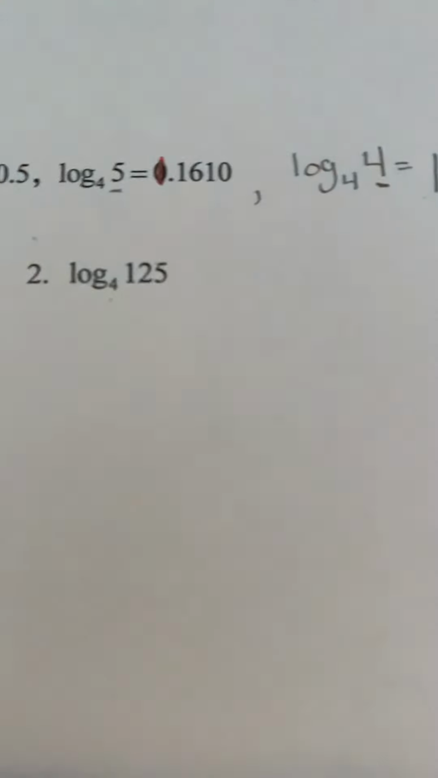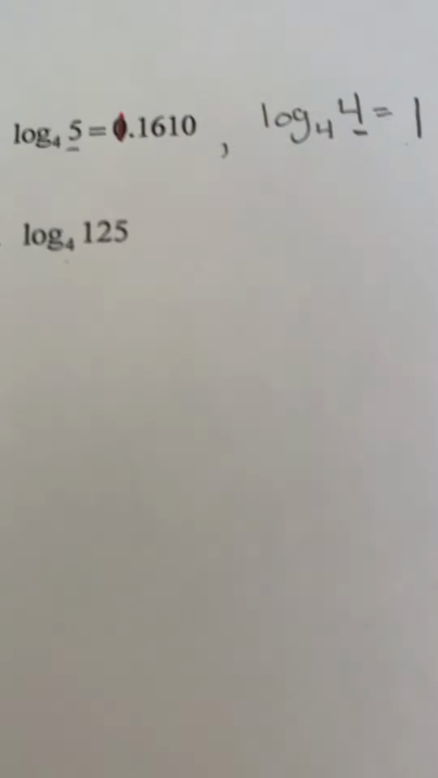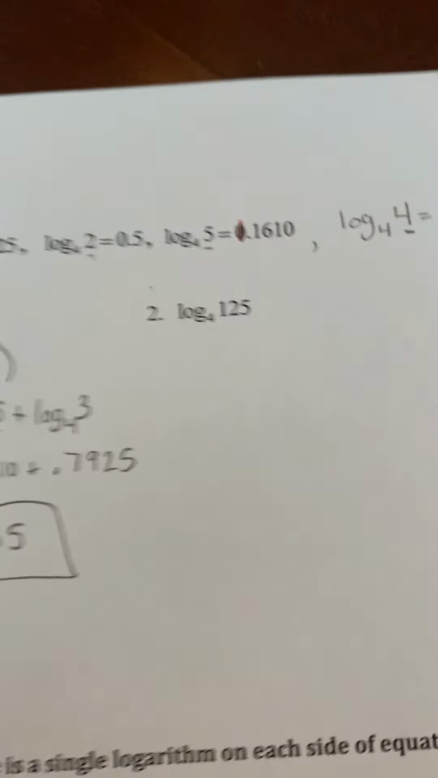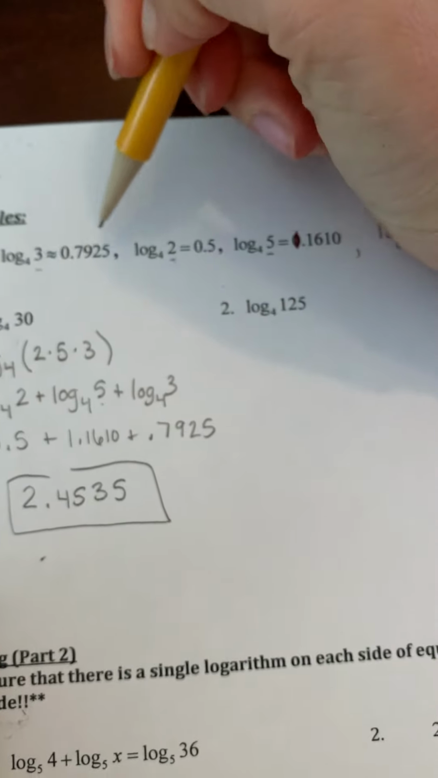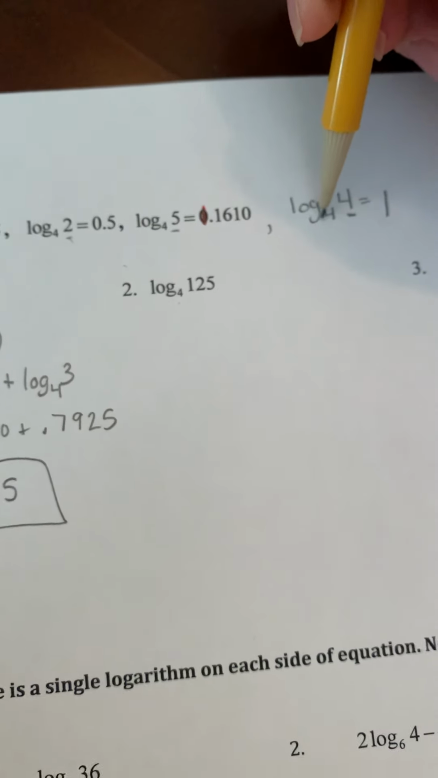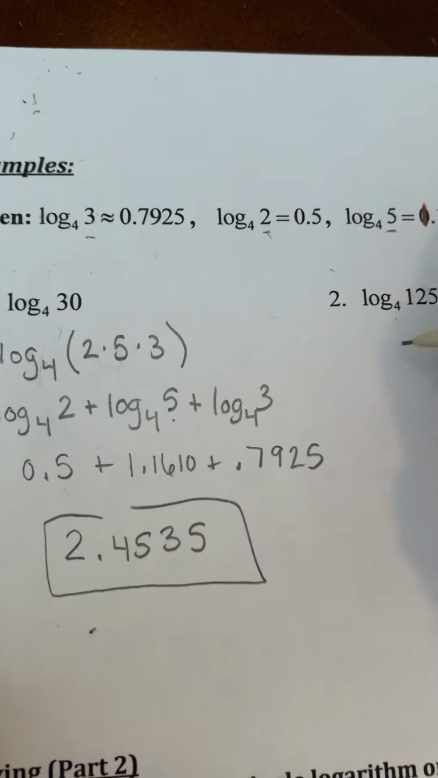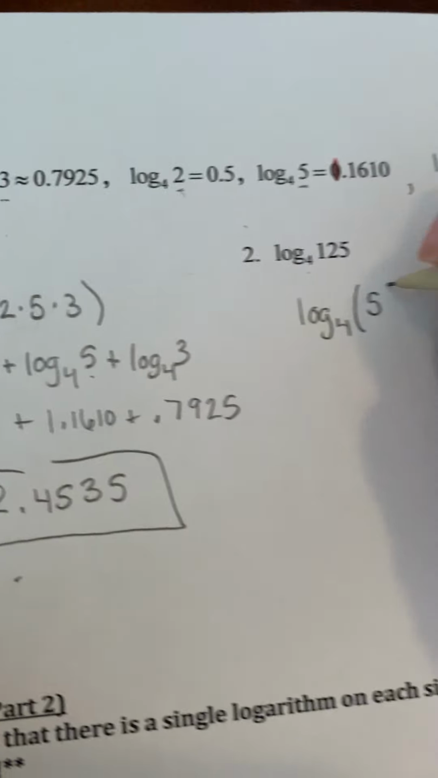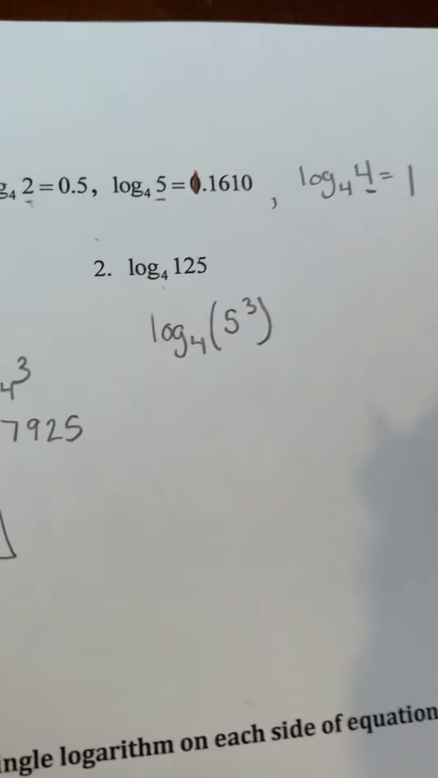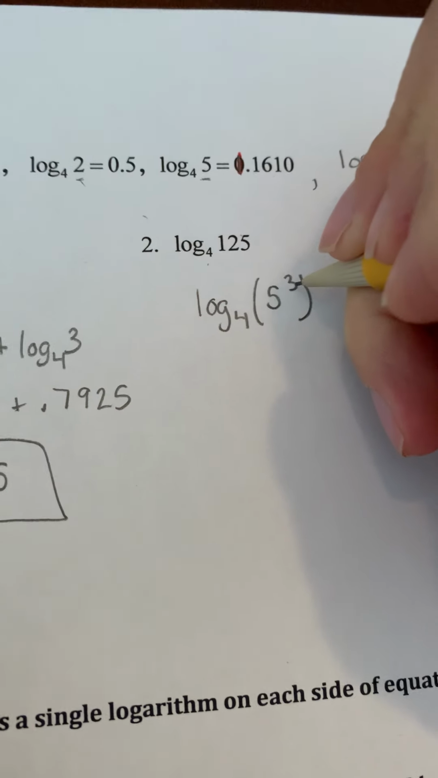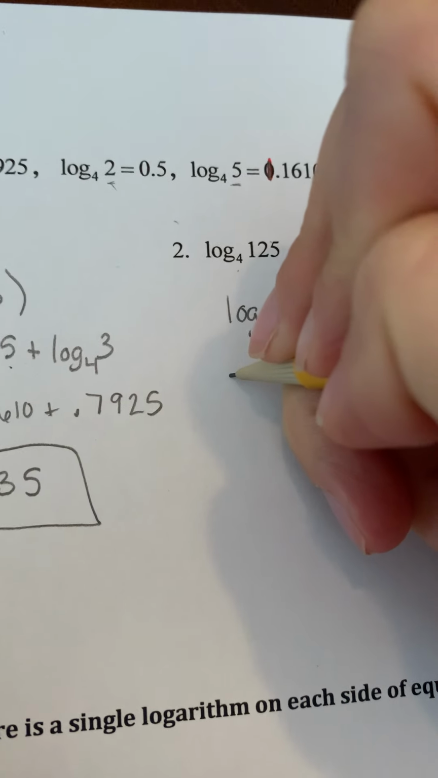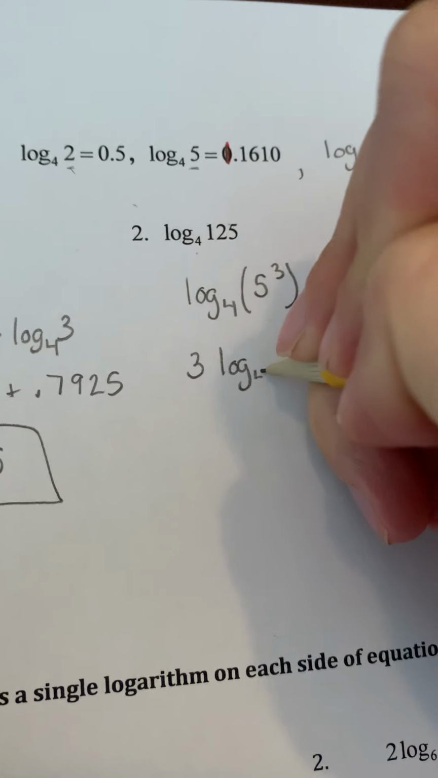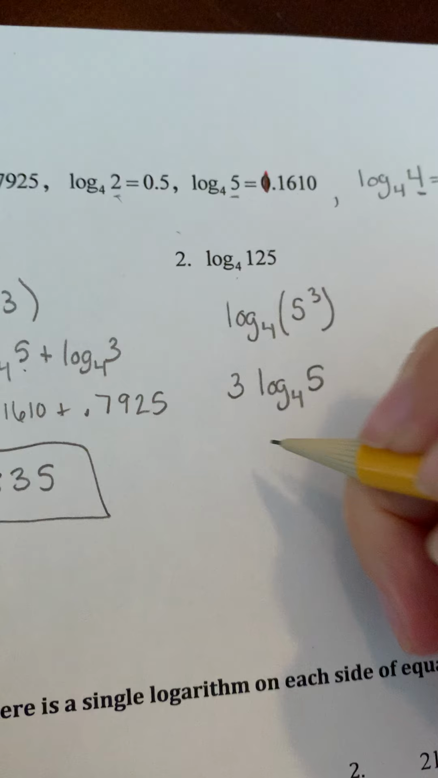How about the next one? Log base 4 of 125. How could I write 125 using my numbers of 3, 2, 5, and 4? Well, log base 4 of 125 is the same thing as log base 4 of 5 to the third. Remember, if I have a power, it can become the coefficient. So this is really saying 3 times the log base 4 of 5.